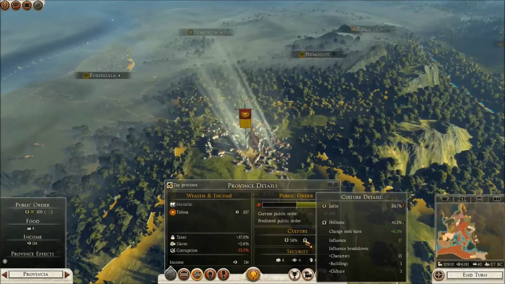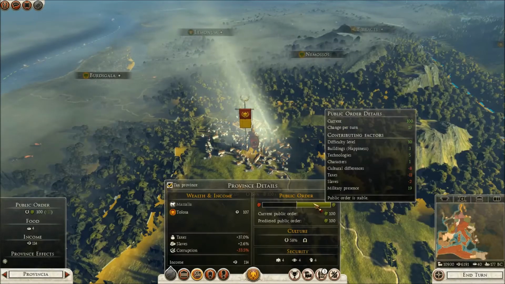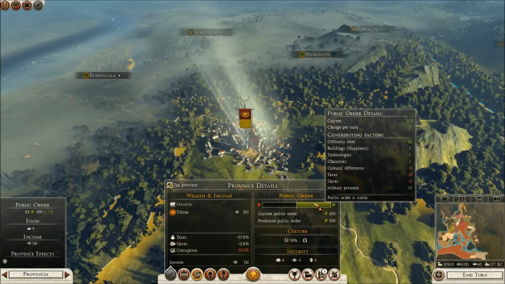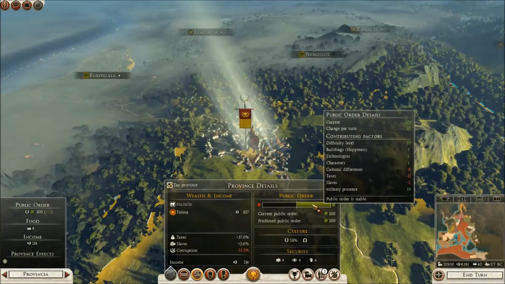That is different than happiness. You'll see that my happiness in Tolosa is 100%. It would increase by 17 per turn, the public order. However, it's already at 100, and that's where it caps. It can't get higher than 100%.